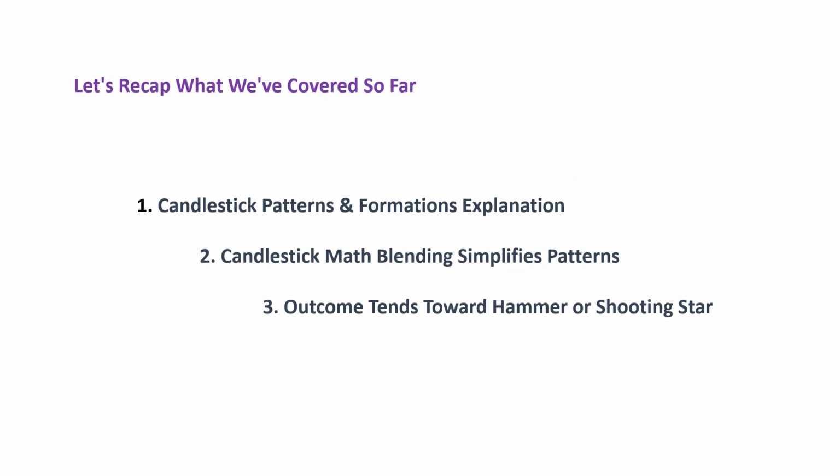Finally, the third one is that the outcome tends toward a hammer or shooting star. It's worth noting that the ultimate outcome of most of these reversal patterns tends to show up as either a bullish or bearish hammer or a bullish or bearish shooting star. Therefore, when observing any chart for signs of a trend reversal, keep in mind that the result is likely to be one of these four formations.